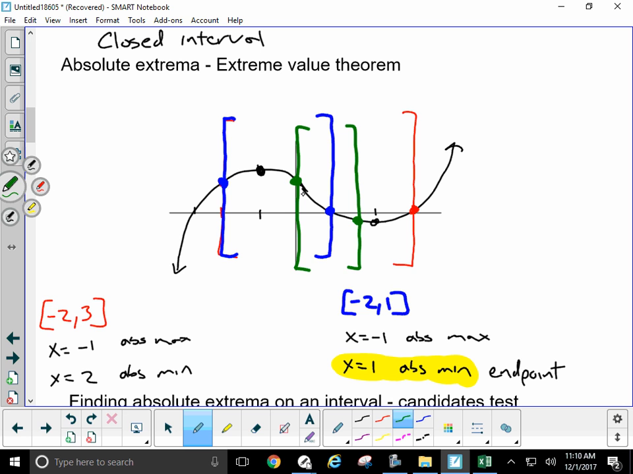If I looked from 0 to 3, the absolute max would be this first endpoint. The absolute min would be there. All we are saying, and this is the extreme value theorem, is that on a closed interval, you are guaranteed to have an absolute max and min either at the location of a relative max or min or an endpoint.